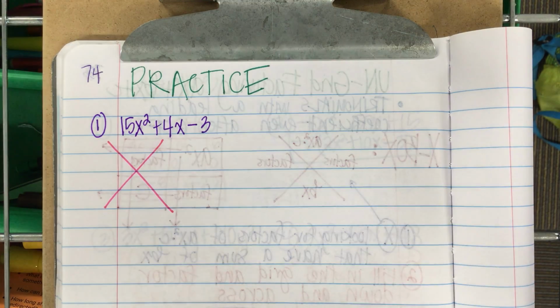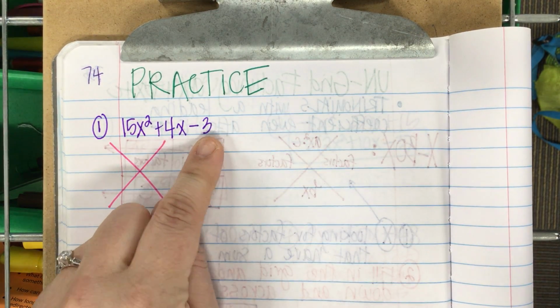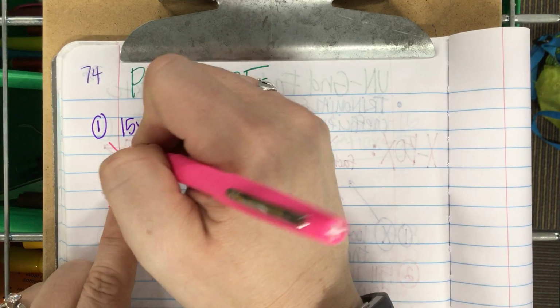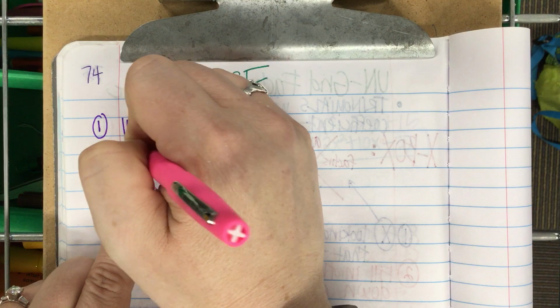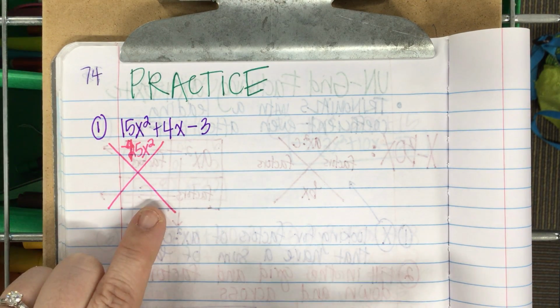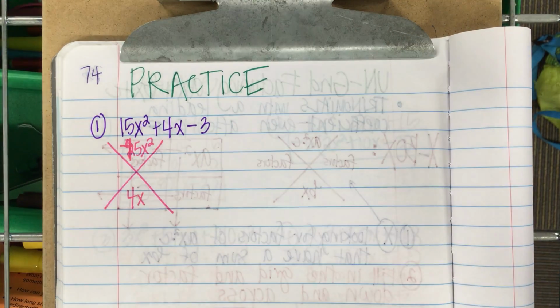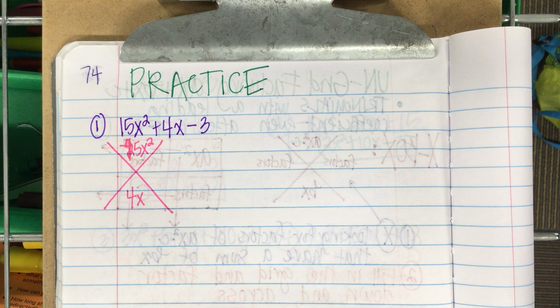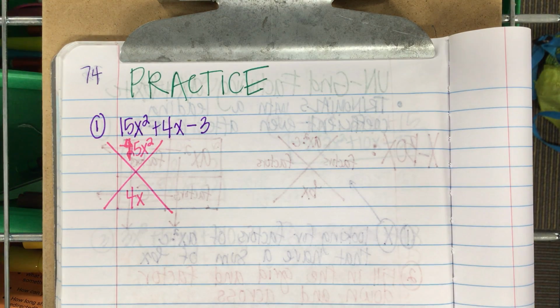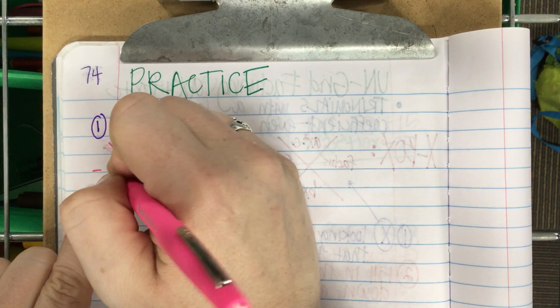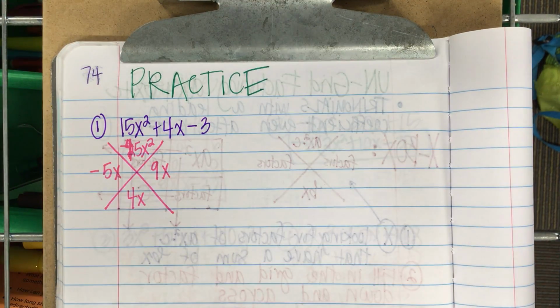So a times c, what's 15x squared times negative 3? Negative 45x squared. And my b value is 4x. So I'm looking for factors of negative 45. What times what equals negative 45? If it's a negative product, that means one is positive, one is negative. They have a sum of 4. What times what equals negative 45, but when I add them together, I get positive 4? Ariana? Negative 5x and positive 9x. I agree.